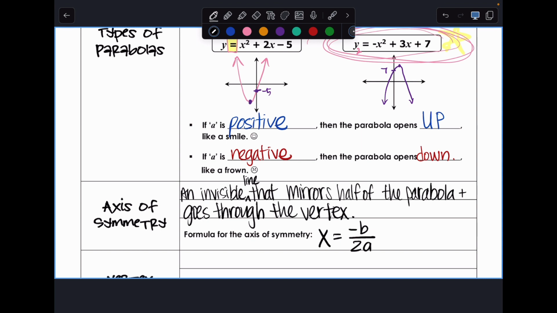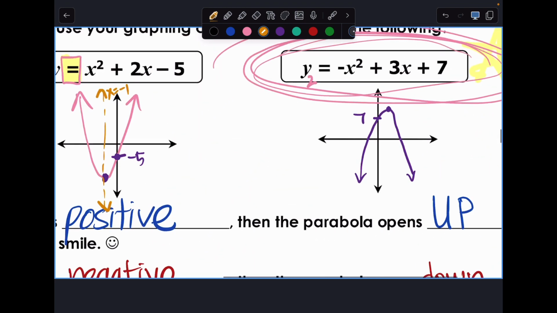And then b? 2. So we put the 2 in place of this b. Opposite of 2 is negative 2, divided by 2 times 1 for a. So negative 2 divided by 2 is negative 1. And that's the axis of symmetry, not the y-intercept, my bad. Any questions? If I were to graph my axis of symmetry for this one, it would go through x equals negative 1. Does that make sense? Okay. Silo, you getting this? Yeah. All right.